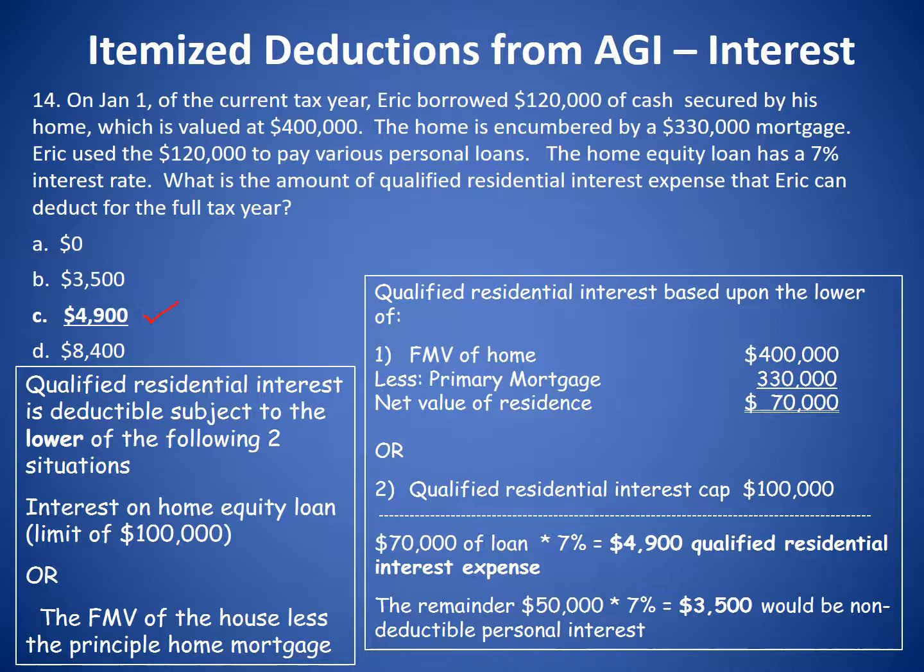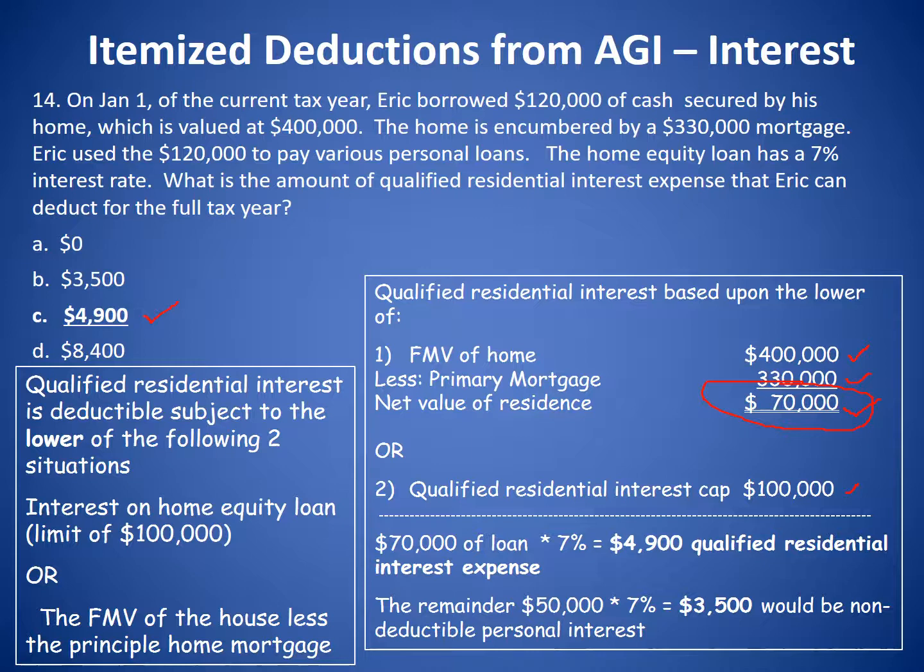Now, the qualified residential interest deduction is the lower of 2 situations. It's the lower of the fair market value of the home, less the mortgage, which gives you a net value of the residence, which in this case would be $70,000, $400,000 fair market value less your primary mortgage of $330,000. So in effect, you have equity of $70,000. It could be that number or the qualified residential interest cap of up to $100,000.